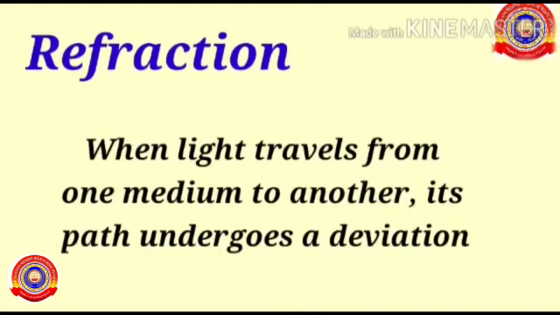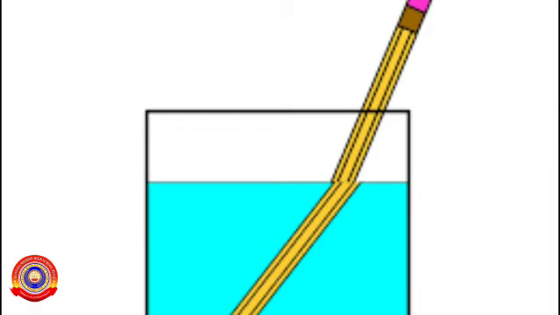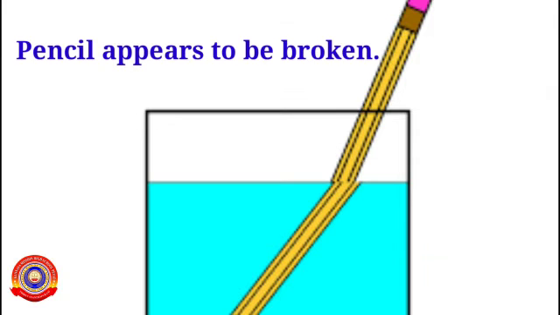When light travels from one medium to another, its path undergoes a deviation, and this phenomenon of light is called refraction. Look at this figure. When a pencil is immersed in a glass of water, you can see that it appears to be broken. It is an example of refraction.